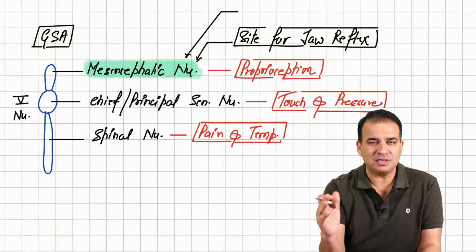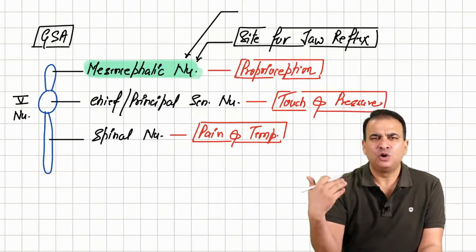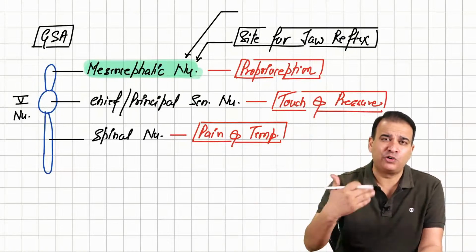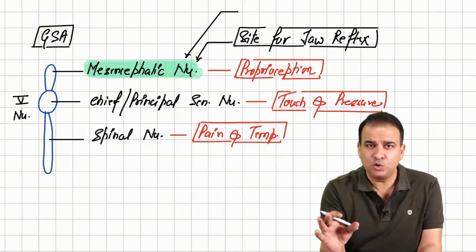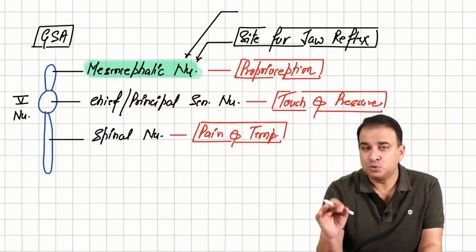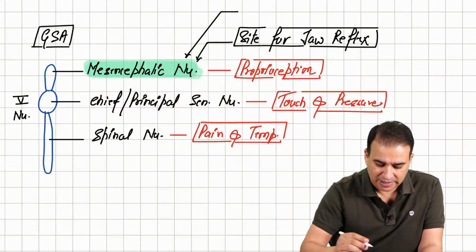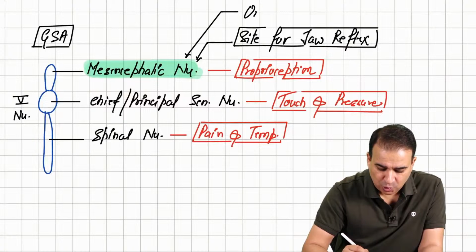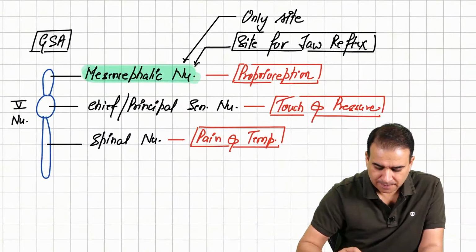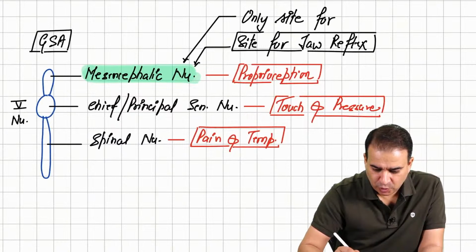Outside the central nervous system, there are loads of examples: dorsal root ganglia, geniculate ganglion, trigeminal ganglion, they all have pseudo-unipolar neurons. But when it comes to the central nervous system, this is the one and only site for pseudo-unipolar neurons. So that's a good question to ask, guys.